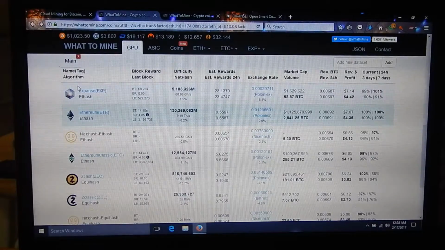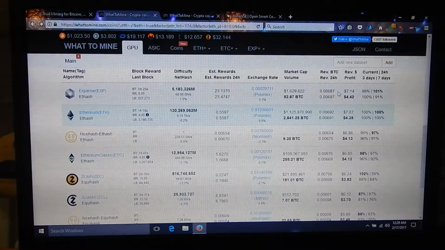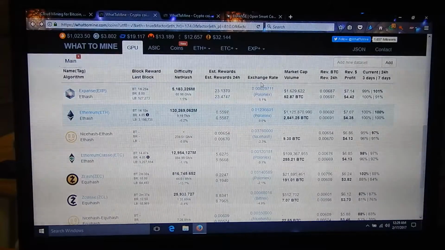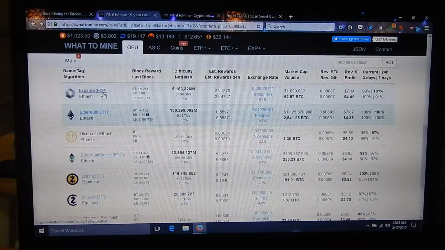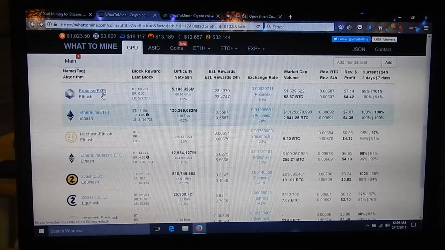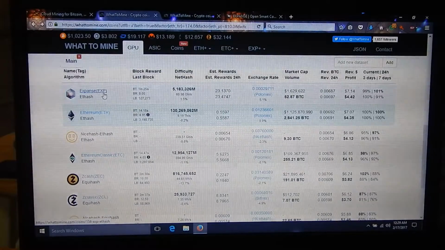It started out dead last a couple months ago. Now it's number one. It's really climbed up. Knocked Ethereum off the pedestal. Now this doesn't necessarily mean that this is going to be the most profitable coin for the machine that you have. There's a lot of things that make the difference.